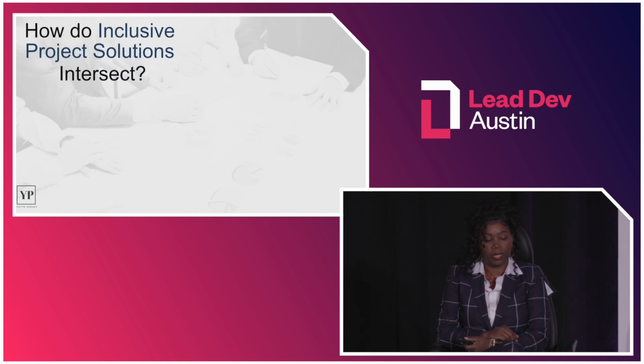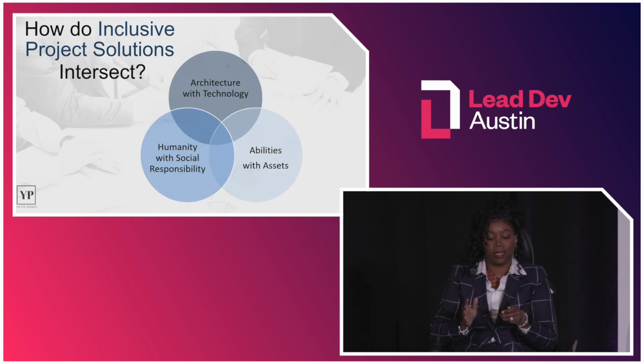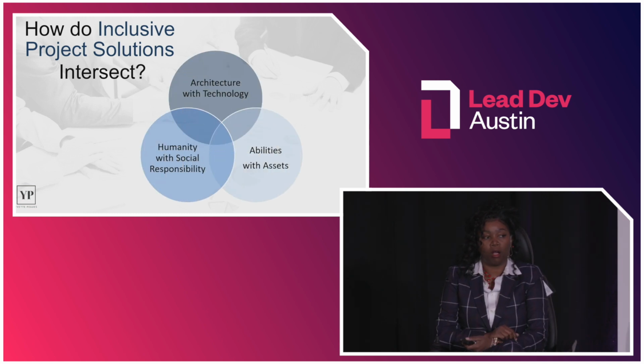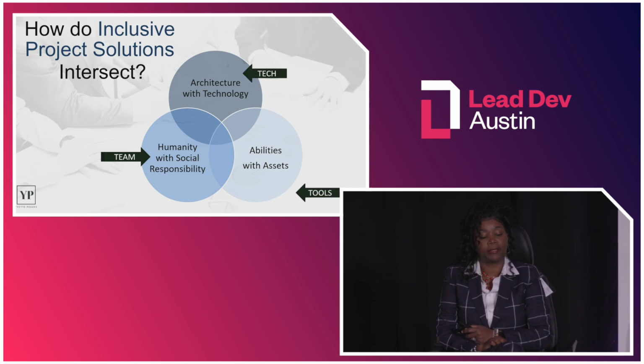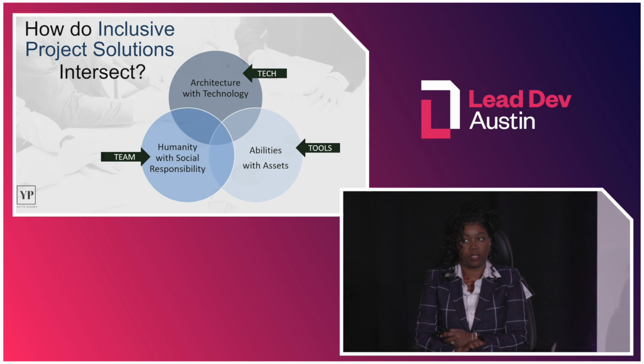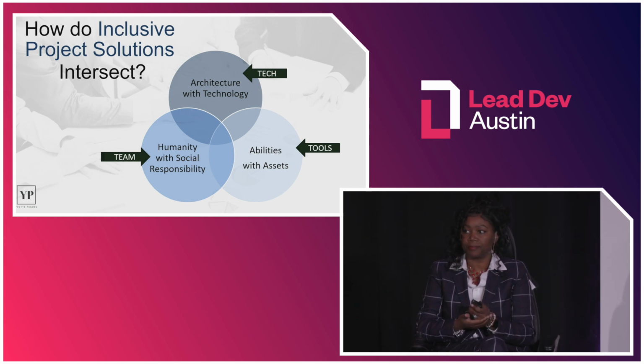Initially, when I talked about inclusive project solutions and how they intersect, I really got excited about looking at our hosts and how they are intentional about every stage of the project. We're talking about architecture, technology, humanity with social responsibility, and of course, abilities with assets. But guess what? Lead developers are already doing that with their teams, tech, and tools. So hopefully everybody's gotten some great tools today. Yes, round of applause, we got some great tools.